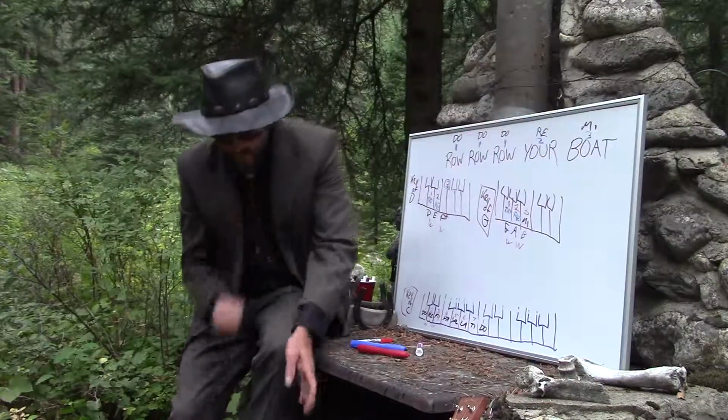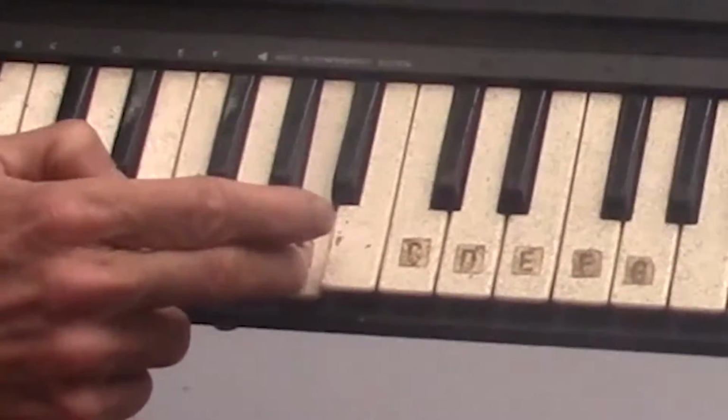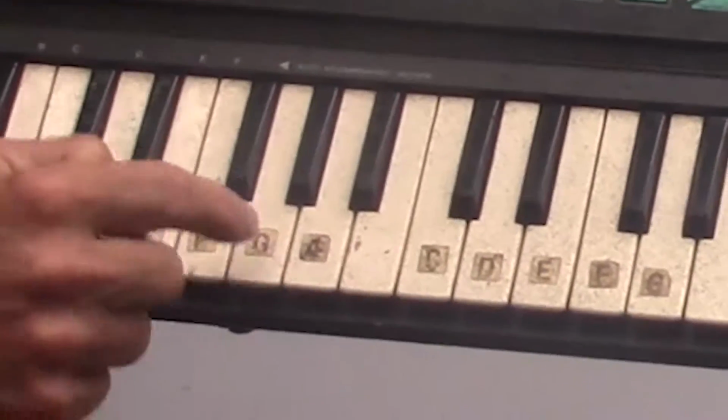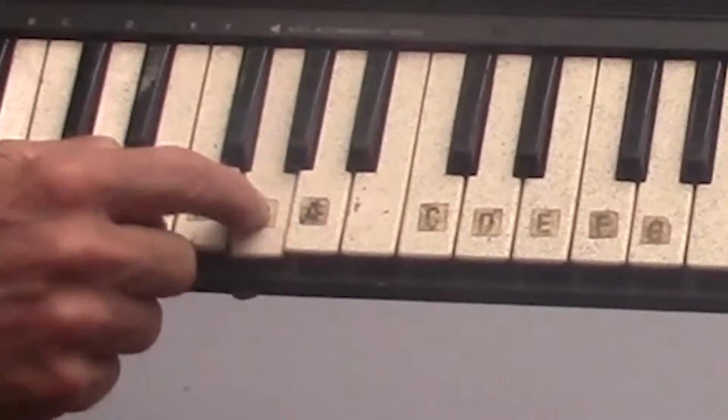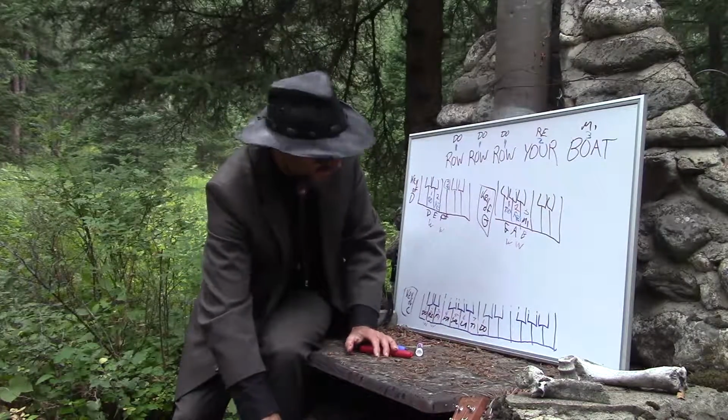All right, let's see if that works. Let's find ourselves a G, whole step to re, whole step to mi. 1, 1, 1, 2, 3, do, do, do, re, mi. Good enough? All right, let's do one more.